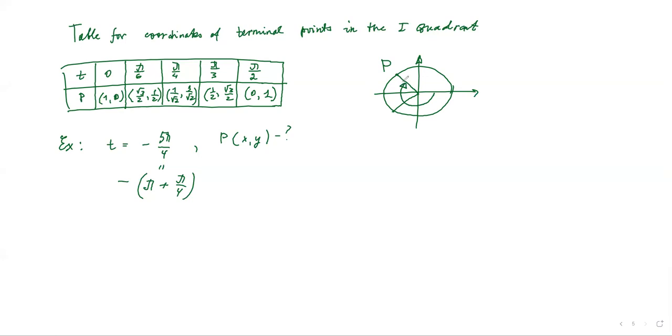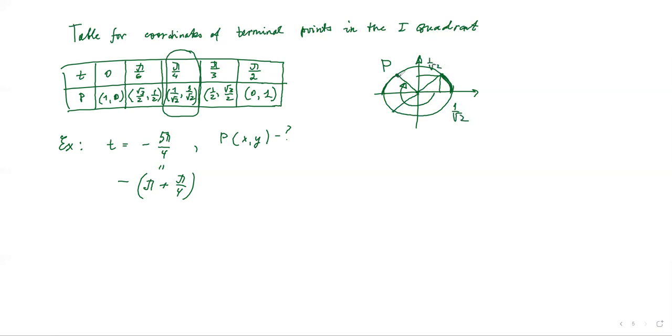Well, we know that this length is pi over 4, which means that it's going to produce the very same coordinates as the original pi over 4 is producing. Let's search for pi over 4 here. The coordinates are 1 over square root of 2 and 1 over square root of 2.